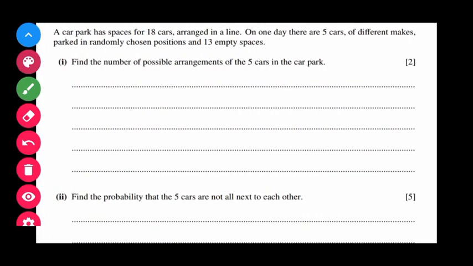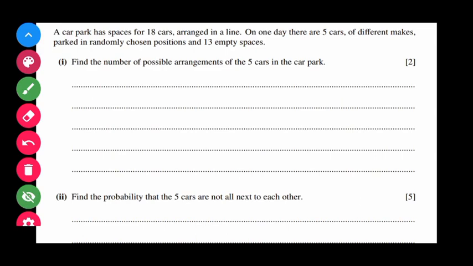When you look at this question, a car park has spaces for 18 cars arranged in a line. On one day, there are 5 cars of different makes parked in randomly chosen positions and 13 empty spaces. So there are 18 spaces. From that, 5 cars are parked. That means 13 spaces are empty. Find the number of possible arrangements of the 5 cars in the car park.